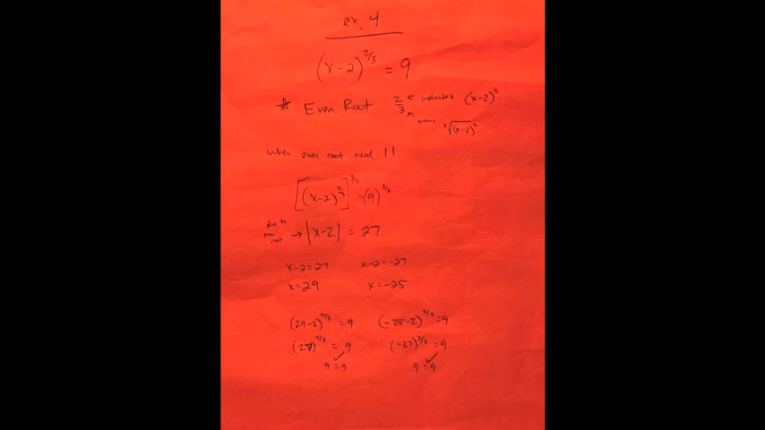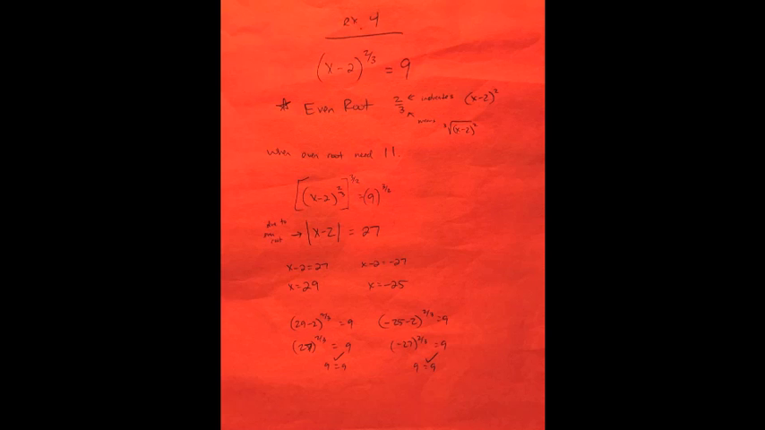Okay, example 4 is definitely a special case here. So we have x minus 2 to the 2/3 power equals 9. So you might think, all right, great, we'll just use the last example. We'll raise it to the 3/2 power on both sides and call it good. And to an extent, you're not wrong.